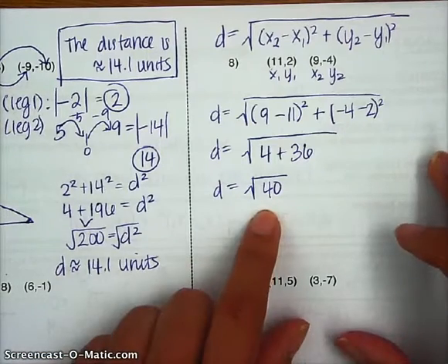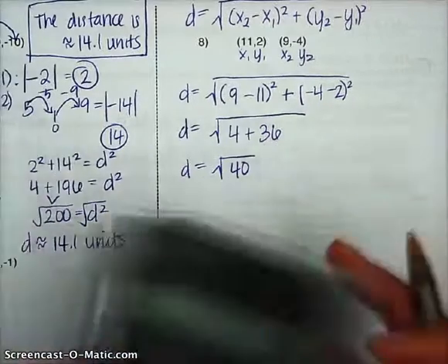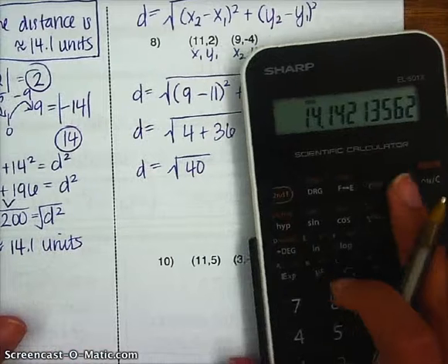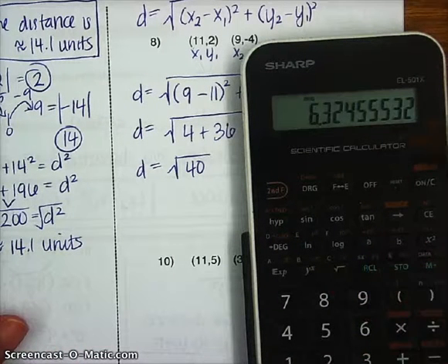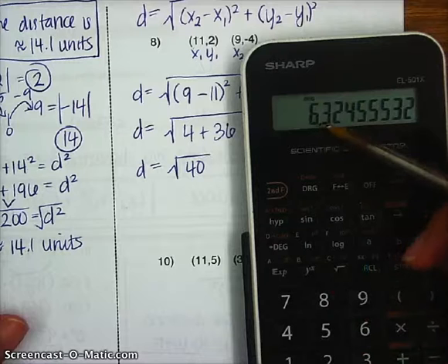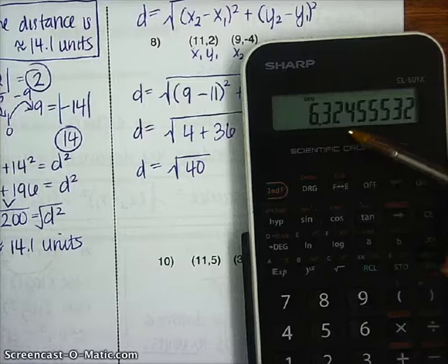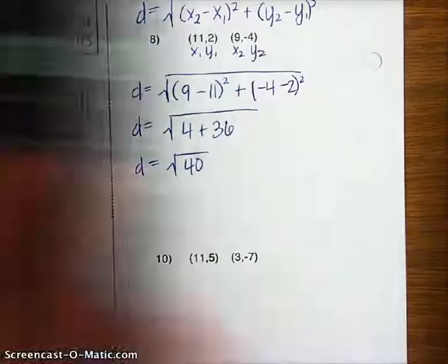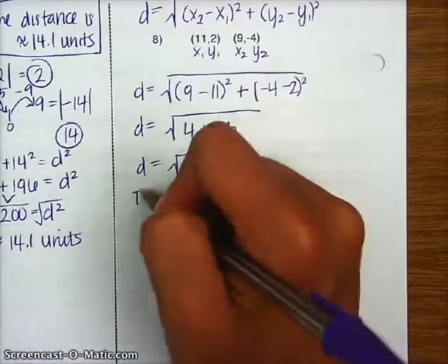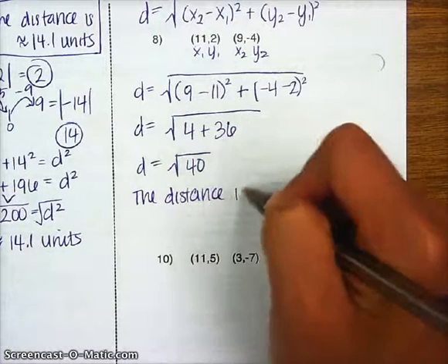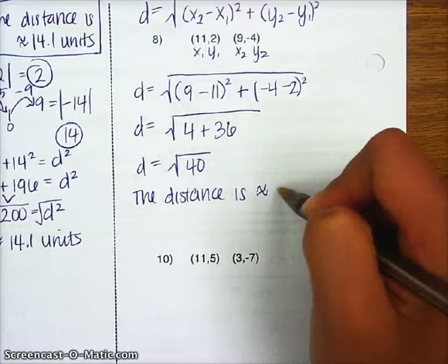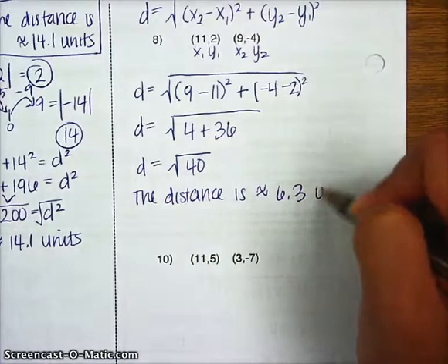Is this a perfect square? No, so I'm going to go ahead and use a calculator, and I'm going to type in 40, and then click the square root symbol. If I rounded my answer to the nearest 10th, the distance is exactly or approximately? Approximately 6 and 3/10. So let's write that down. The distance is approximately, you told me it was 6 and 3/10 units.